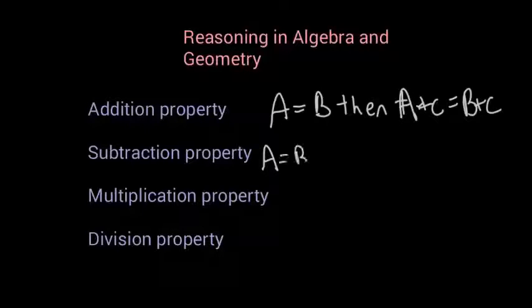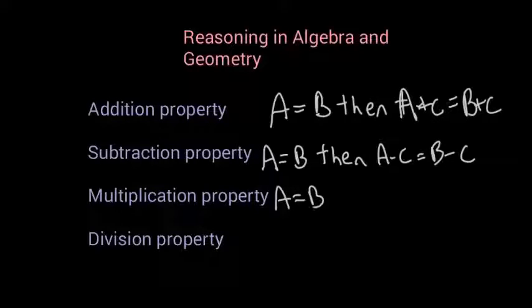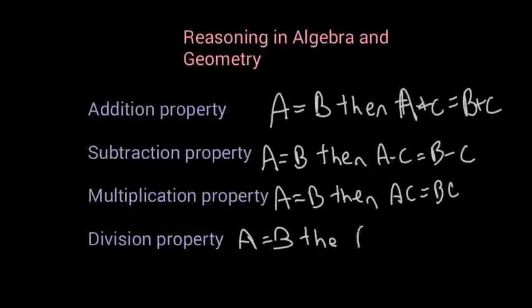If A equals B, then A minus C equals B minus C. Again, just subtracting the same thing from both sides, you'll still get a true statement. Multiplication works the same way. A equals B, then AC equals BC. So multiplying both sides by the same thing. And division property, same concept. If A equals B, then A divided by C equals B divided by C.